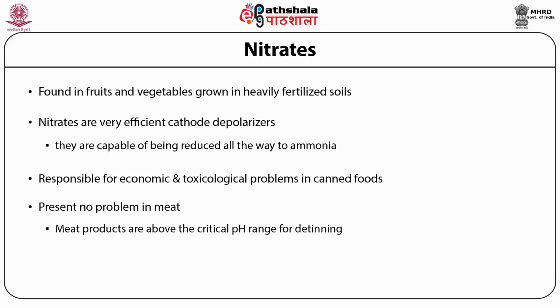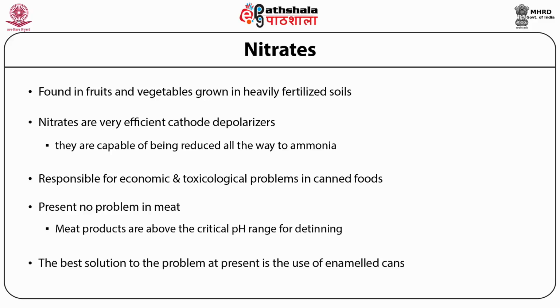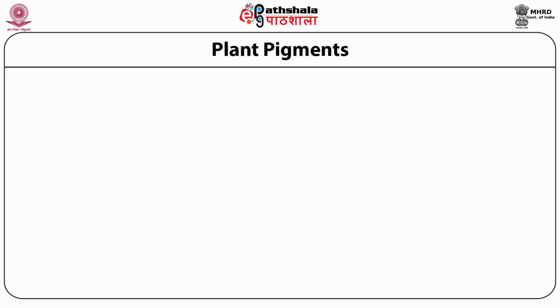of nitrate. Overcoming the problem by restricting the use of nitrate fertilizers has proved difficult. It is also possible to avoid the use of waters with a high nitrate content for canning operations. A suggested maximum is 5 mg per liter nitrate. The best solution to the problem at present is the use of enamelled cans, although the development of corrosion inhibitors would offer an alternative solution. Now we will talk about certain plant pigments, and the first one is anthocyanin.